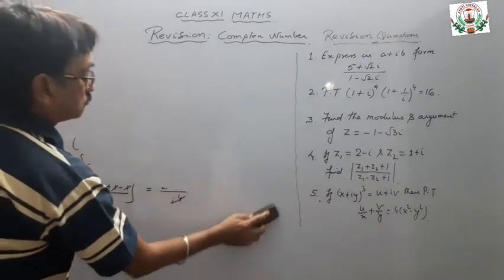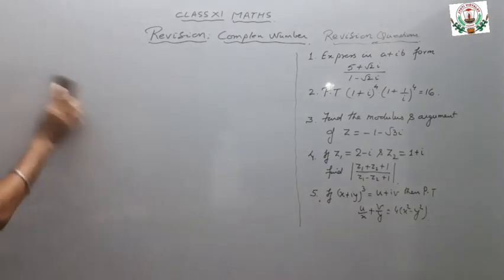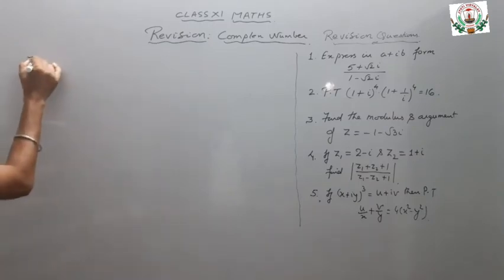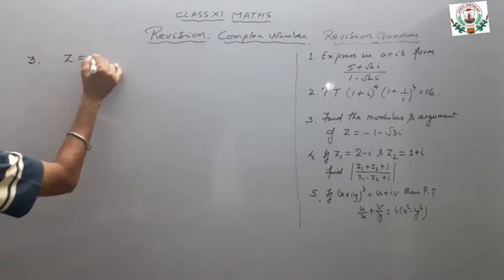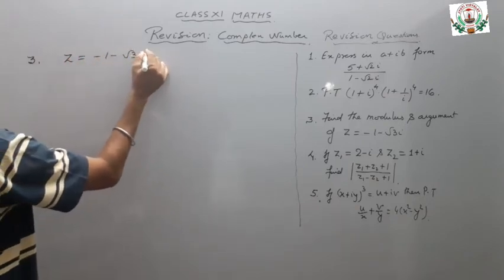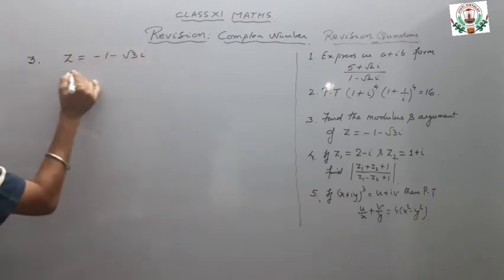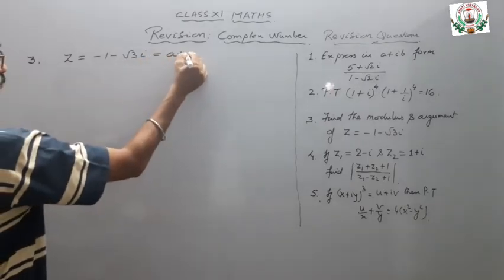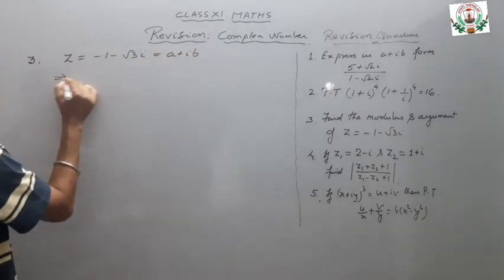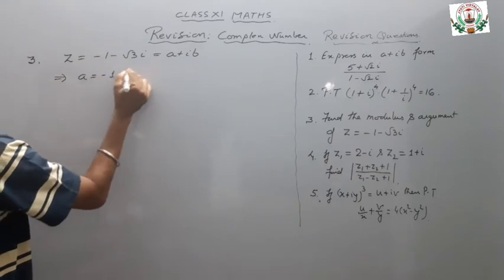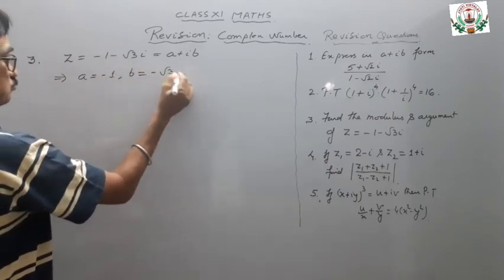Now, let's move to question number 3. Find the modulus and argument of the complex number minus 1 minus root 3i. When we compare this complex number with a plus ib, the value of a is minus 1 and the value of b is minus root 3.